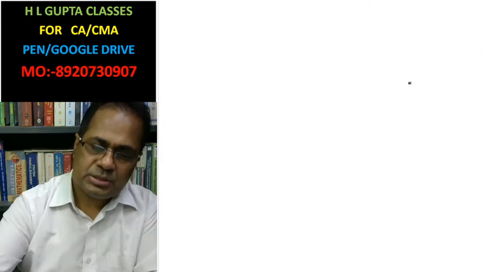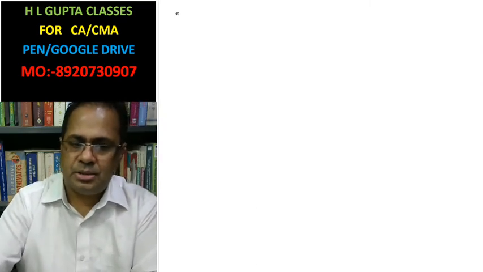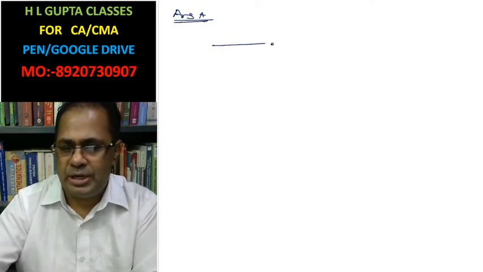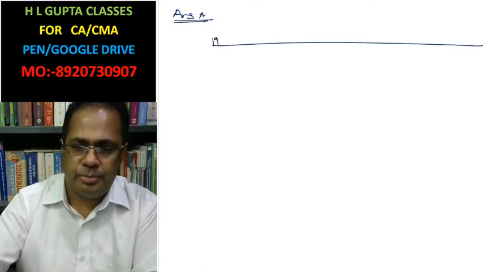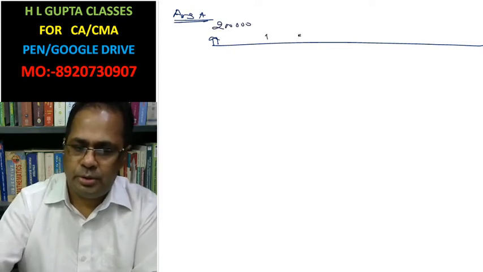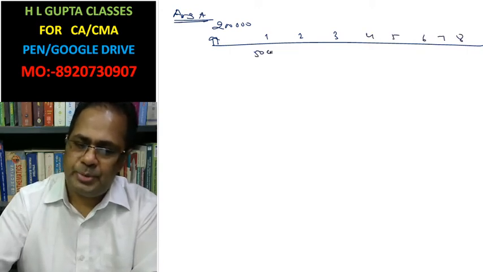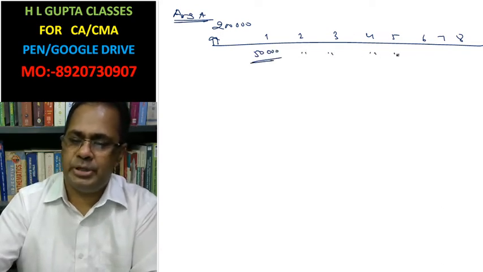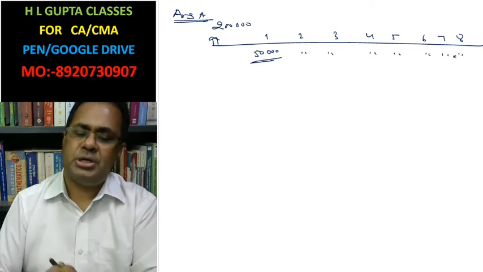It means in the first part, the A part, you have to calculate IRR. You are going to invest here 2 lakh rupees for 8 years: 1 2 3 4 5 6 7 8. You are going to receive 50,000 lease rent in each year. Then what will be the IRR?